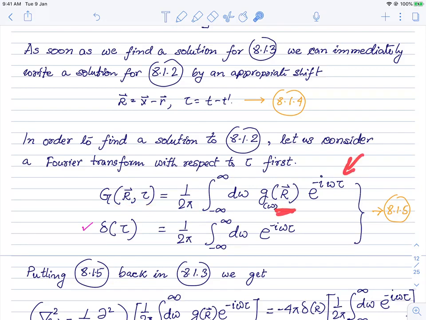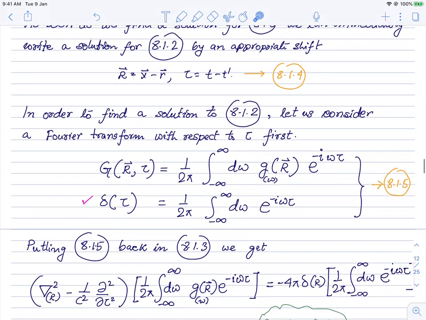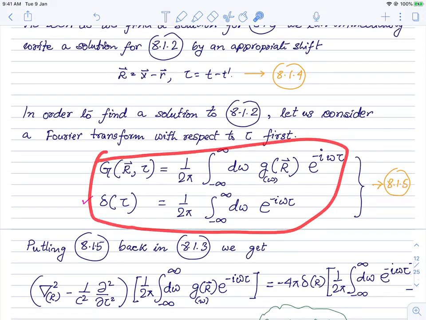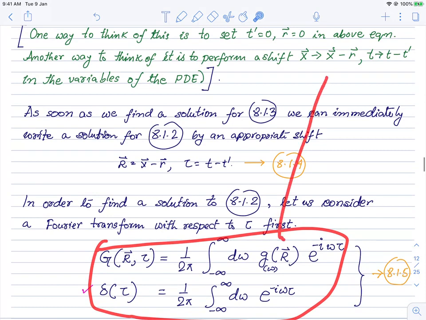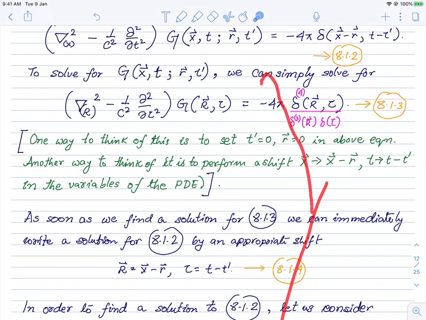Of course, this is a function of omega. This omega is the dual variable, so g also must depend on omega, but we are writing this omega dependence in the subscript rather than as a function argument. It's equivalent. The r dependence will stay as it is, and we are just doing the Fourier transform with respect to the tau coordinate. Now we can take these two things and plug them back into this equation here.